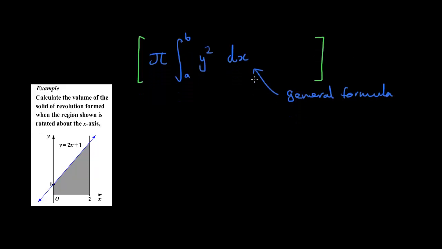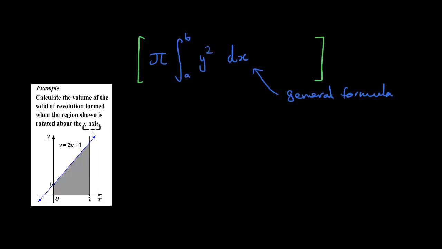I've drawn out the general formula here, and it's basically pi times the integral between the limits of y squared in respect to x. Perfect. So let's have a look at the question. Calculate the volume of the solid of revolution formed when the region shown is rotated about the x-axis. So it's asking for the x-axis, so you want to be very careful about this, and every time you see a question, you must know what it's asking for and what respect it wants.